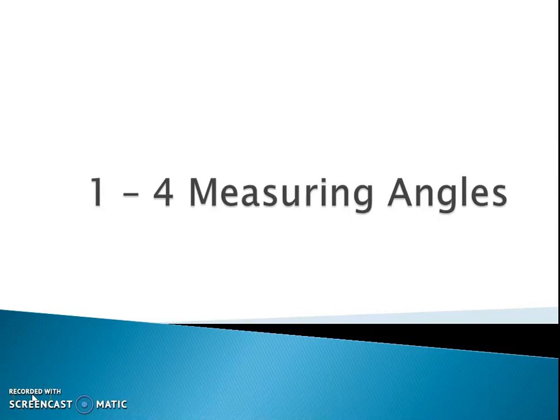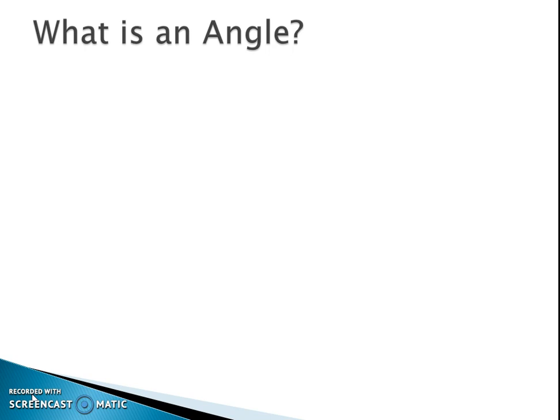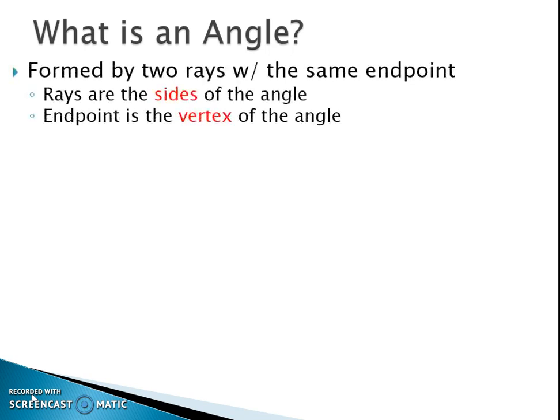Everyone, we're going to learn about angles and how to measure them. What is an angle? An angle is formed by two rays with the same endpoint. The rays are the sides of the angle. The endpoint is the vertex of the angle.